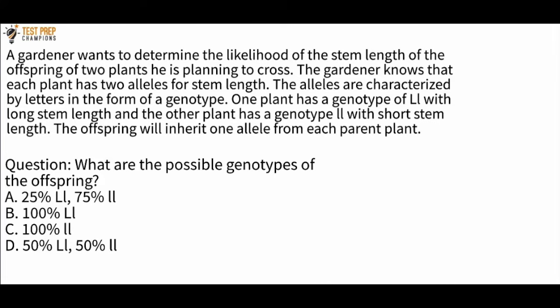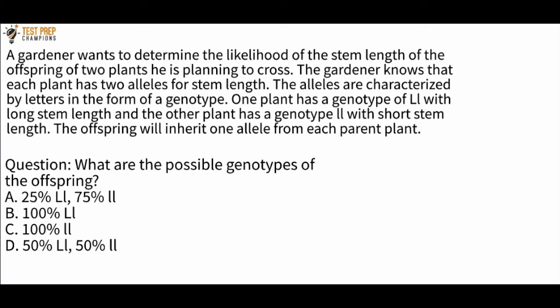Okay, so your next question says, a gardener wants to determine the likelihood of the stem length of the offspring of 2 plants he is planning to cross. The gardener knows that each plant has 2 alleles for stem length. The alleles are characterized by letters in the form of a genotype.